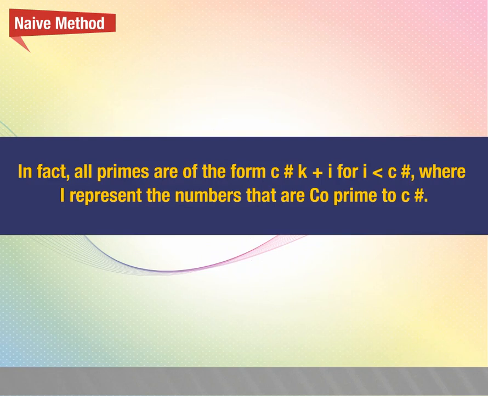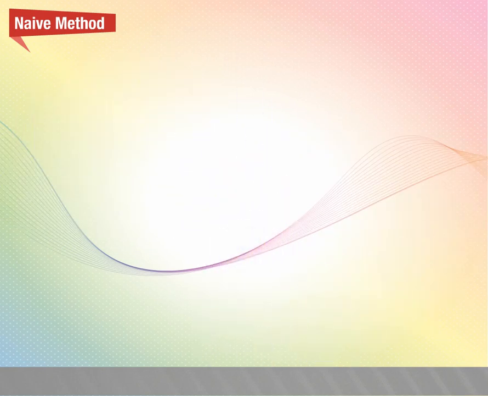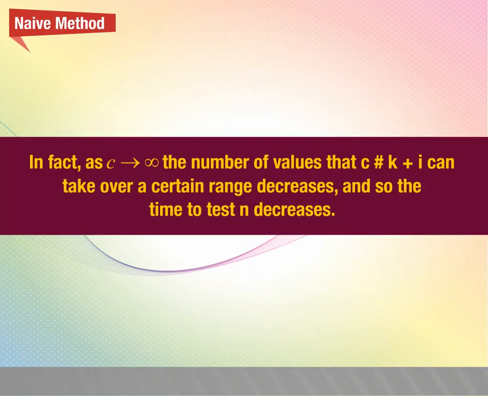In fact, all primes are of the form c# k plus i, for i less than c#, where i represents the numbers that are co-prime to c#. As c tends to infinity, the number of values that c# k plus i can take over a certain range decreases, and so the time to test n decreases.